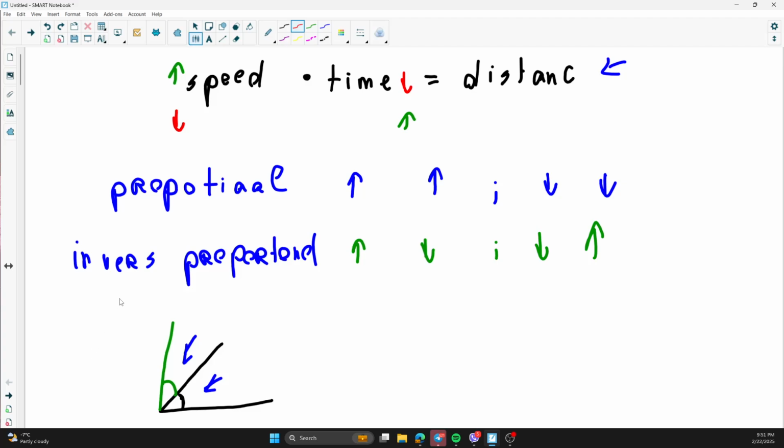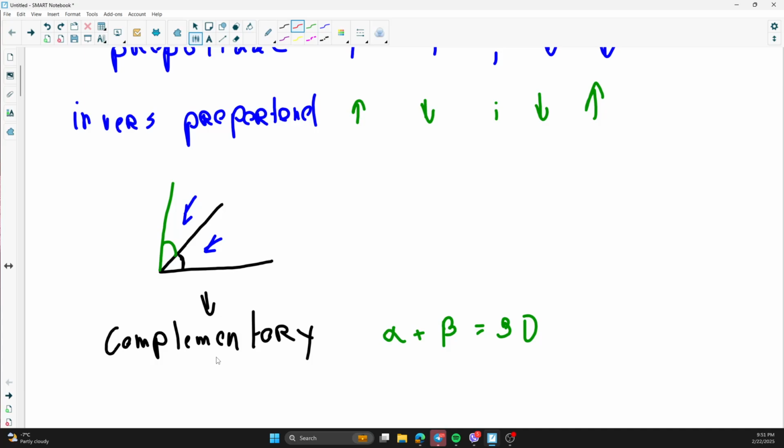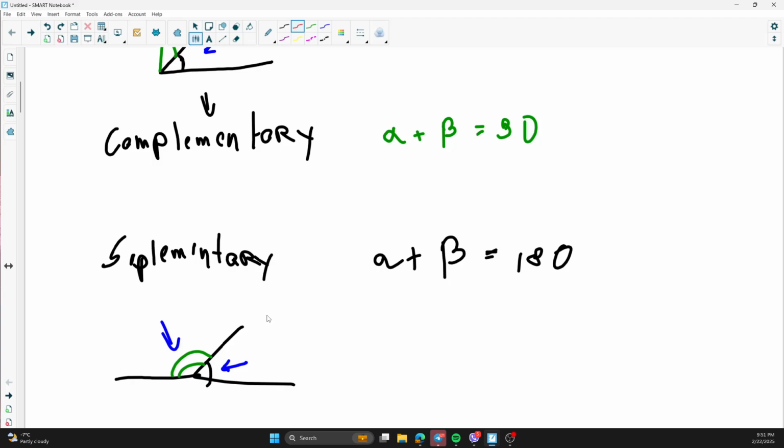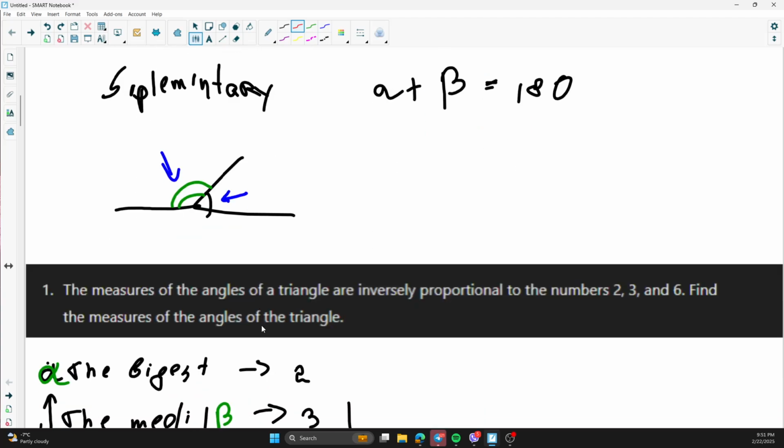So I will just recap. You know that proportional numbers: if one measure increases, the second one also increases. Inverse proportional means if one increases, the second one decreases. We also have different types of angles. Complementary angles are two angles that add up to a sum of 90. Supplementary angles are two angles that add up to a sum of 180.